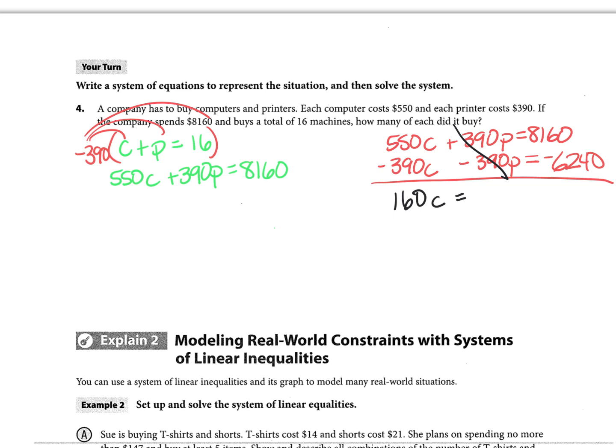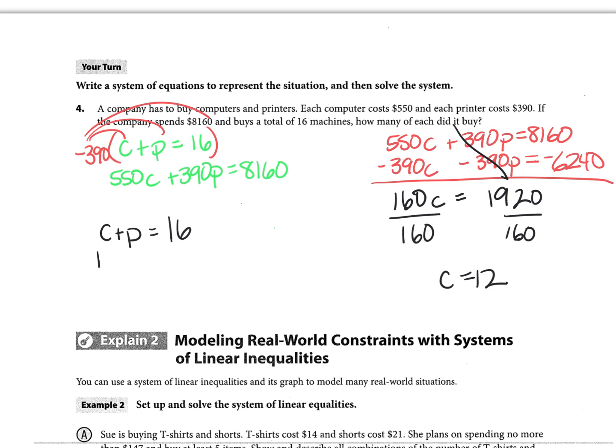And then 8,160 minus 6,240 is 1,920. To solve it for C, we divide by 160 on both sides, which gives you C equals 12. Now we have to plug it back in to figure out how many printers. So if we had this original equation and we replace the C with 12, we can subtract 12 from both sides, telling us that they had purchased 4 printers.